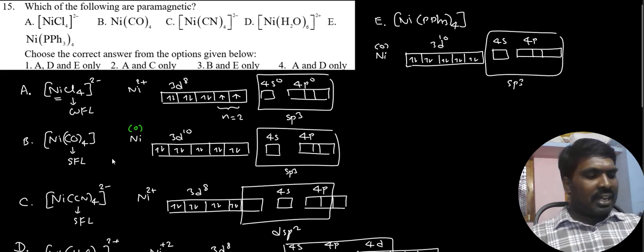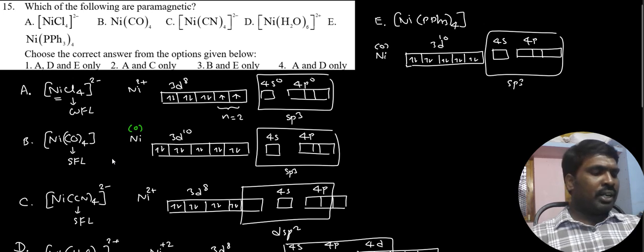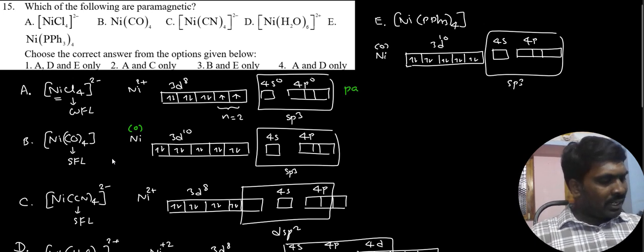So we can calculate the nickel oxidation state. Here we get nickel oxidation state plus 2. What is the nickel outermost electron configuration? 3d8 4s2. In this complex nickel is in plus 2 oxidation state, so 2 electrons are lost from the s orbital. So 3d8 4s0 4p0. And one more thing, chloride is a weak field ligand, so electrons will not be paired. It follows Hund's rule. So 2 unpaired electrons are there, so it is paramagnetic in nature.